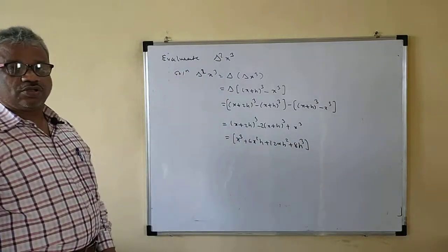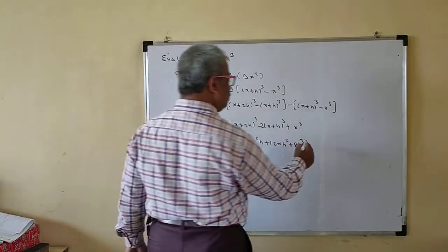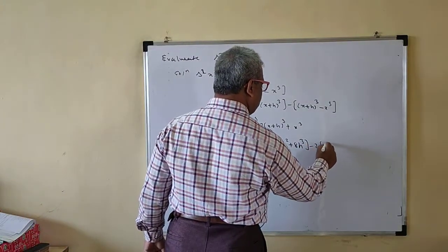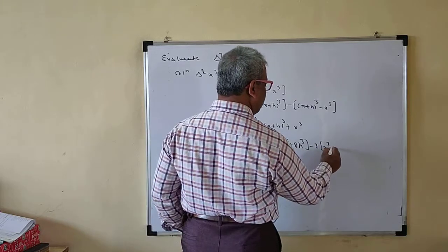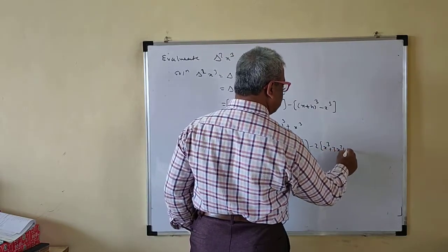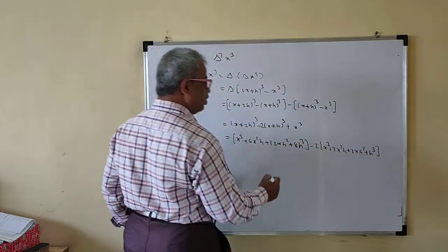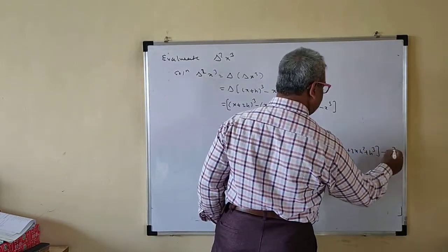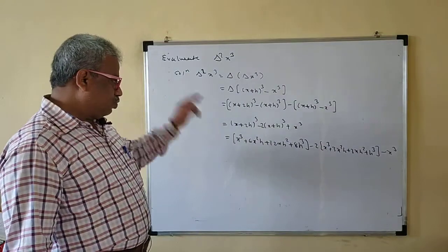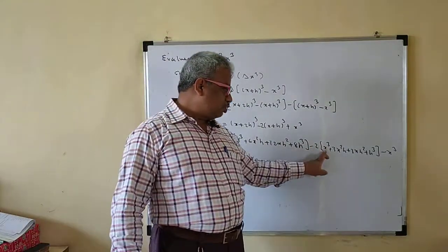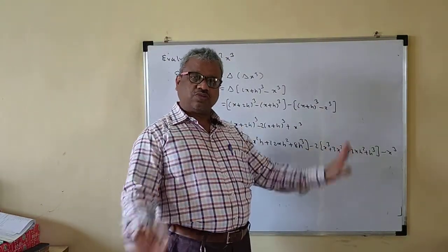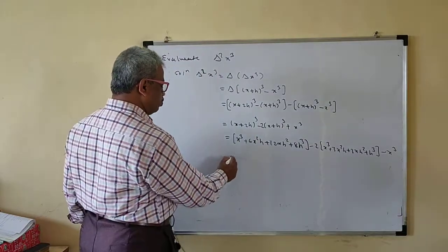So this is the expansion of the first one minus 2 into this is the x cube. So this is very simple now. 3x square h plus 3x h square plus h cube minus x cube. Now see how many x cube. So this is x cube. This is minus 2x cube minus x cube. So x cube is very good. So there is no x cube now.